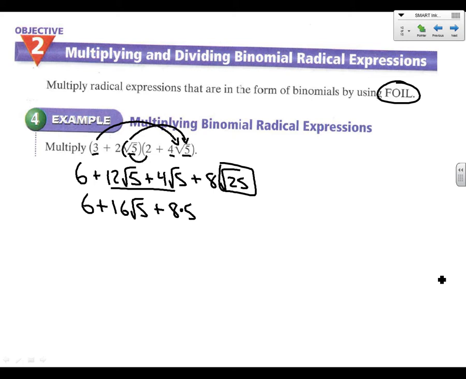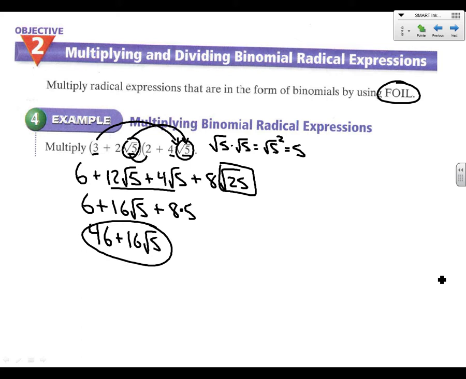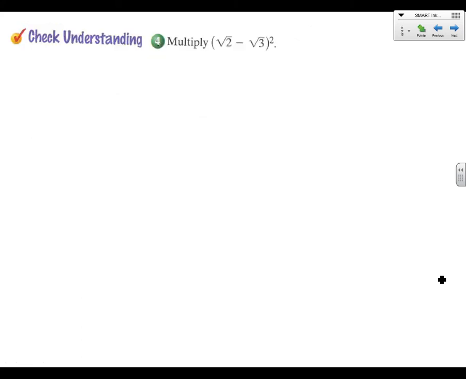So you'll see the shortcut here. The square root of 5 times the square root of 5, which is the same thing as root 5 squared, turns into just 5. So that's 40. 40 plus 6 is 46. So 46 plus 16 root 5 would be our answer. See if you can do the same thing on number 4.